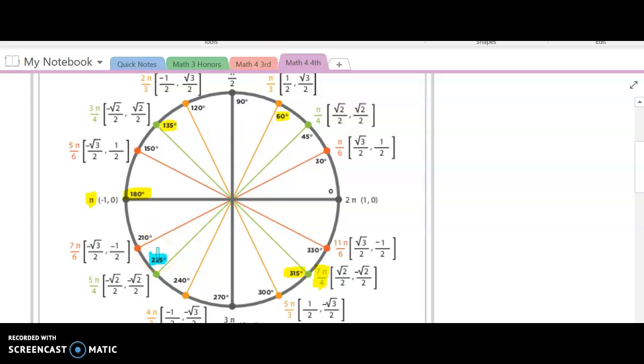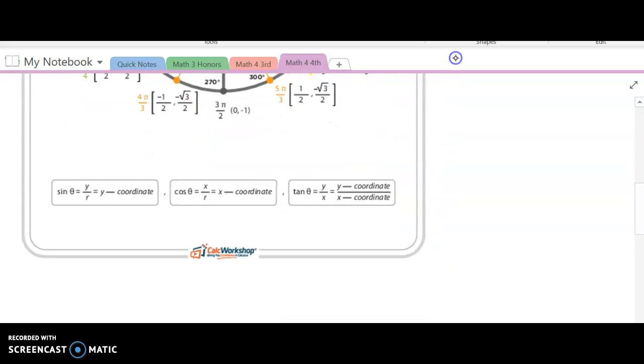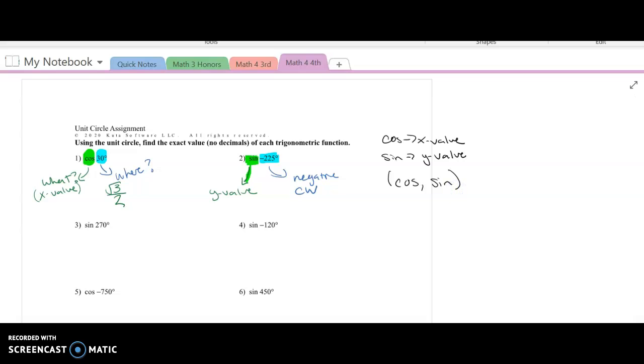So if I folded this in half, our 225 would be on 135. So that is our negative version of 225. And I can even prove it to you. But before I do that, let's figure out the rest of this problem. So remember, we had sine, so that means we're going to do our y value. So our y value is root 2 over 2. So that would be my answer.